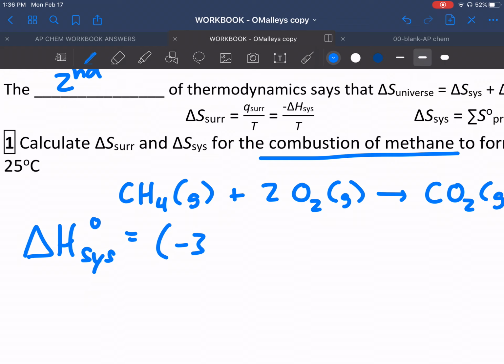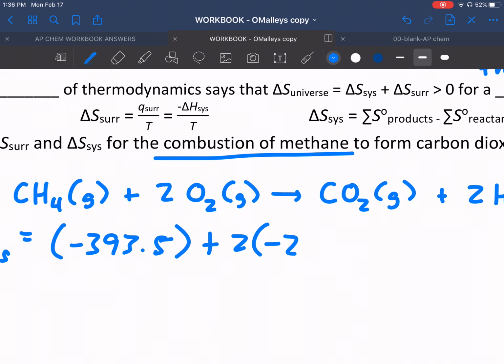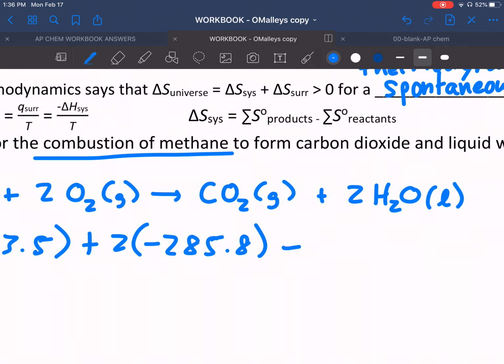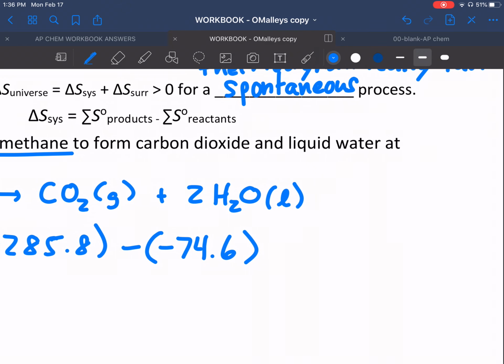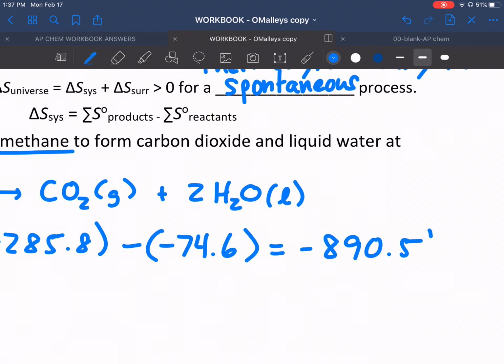So the value of carbon dioxide, if you look it up, is negative 393.5. These are all kilojoules per mole, plus 2 times the value of liquid water, which is negative 285.8, minus the value of gaseous methane, which is negative 74.6, and that comes out to be negative 890.5 kilojoules per mole of reaction.